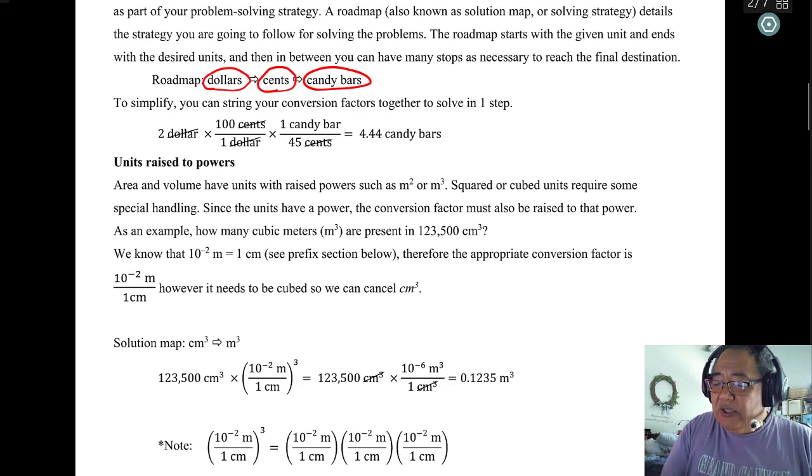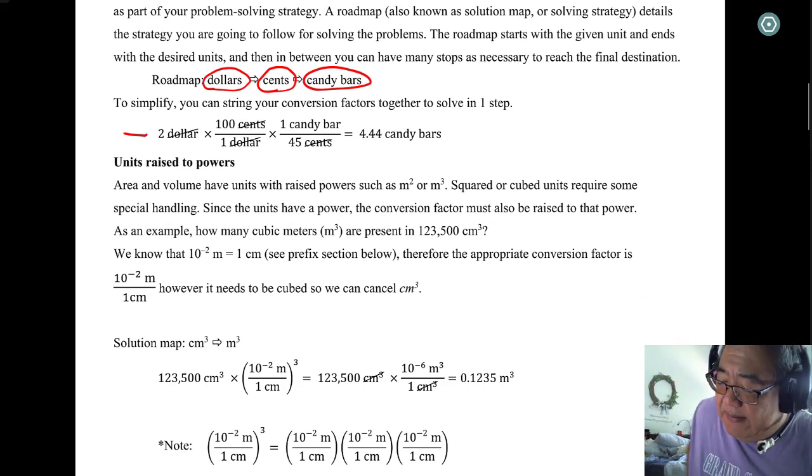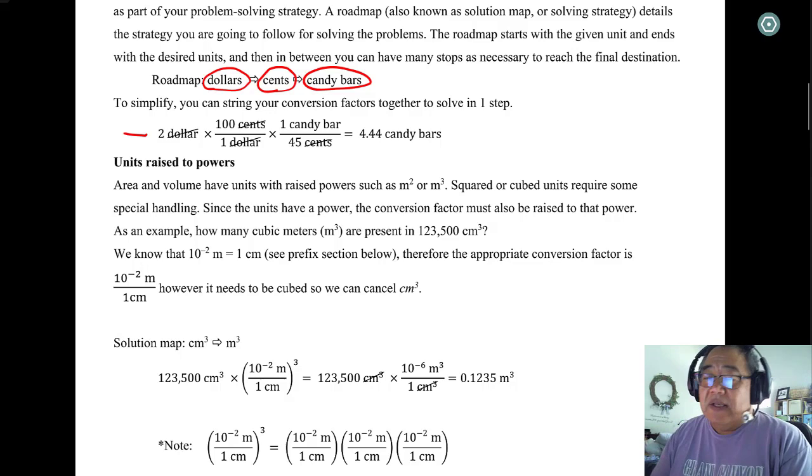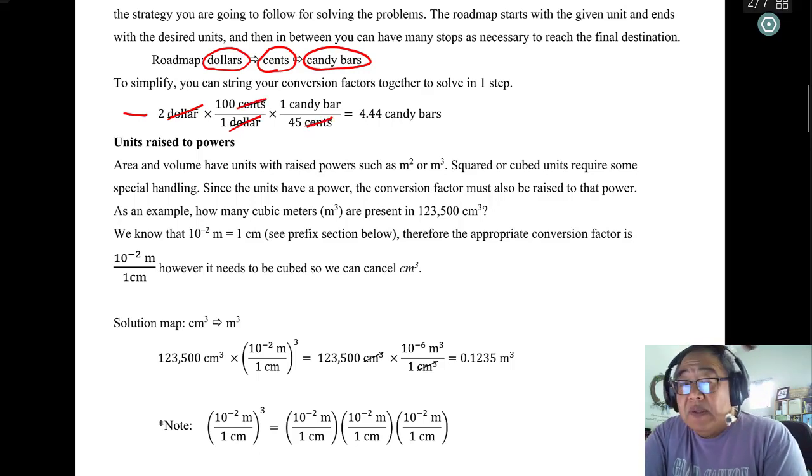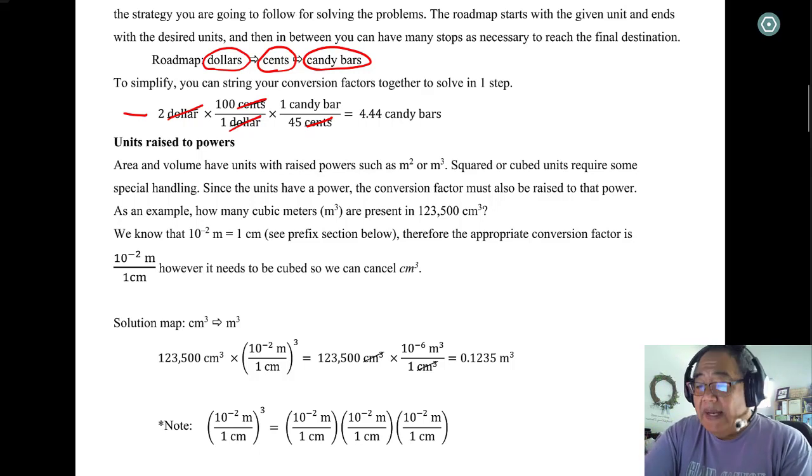And the way that's done is shown here, right? It says $2, times, because the $2 is the quantity that's given, and then it gives a bunch of relationships. The 100 cents per dollar, so this will cancel like that, and then one candy bar for every 45 cents, so you can go like that, right? And then what you come up with is that you can buy 4.44 candy bars.